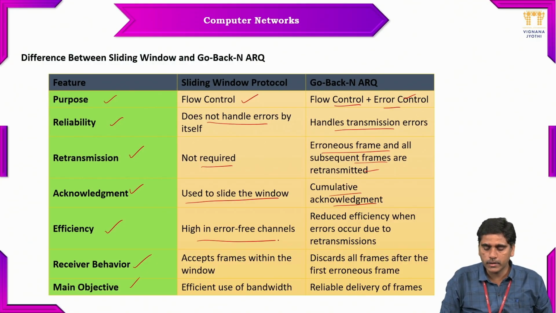And the efficiency is high in error-free channels. So it provides high efficiency in error-free channels, and it reduces efficiency when errors occur, due to the retransmission process. And receiver behavior: accept frames within the window, and discard all frames after the first erroneous frame. So if any errors occur, it discards all the frames after the first erroneous frame. And efficient use of bandwidth, with proper channel utilization and time utilization. So efficient use of bandwidth, and reliable delivery of frames.